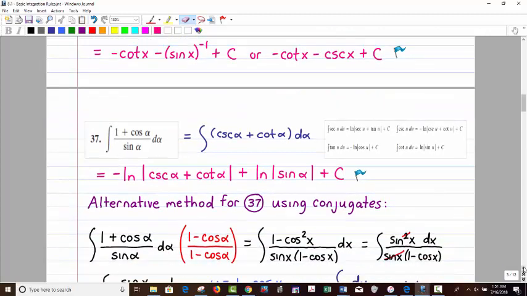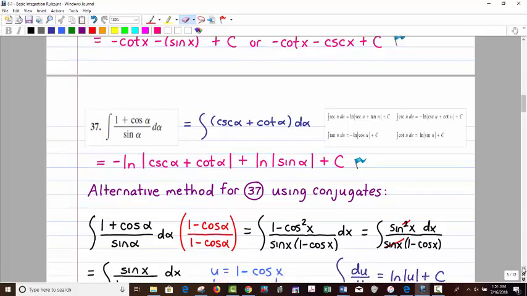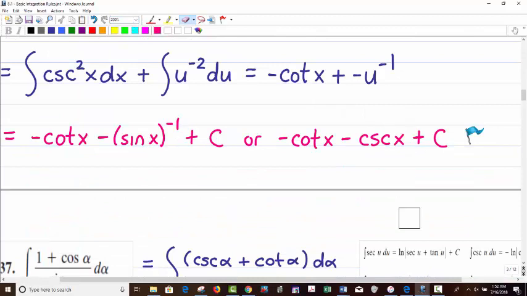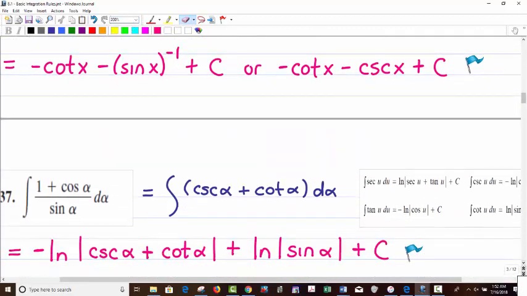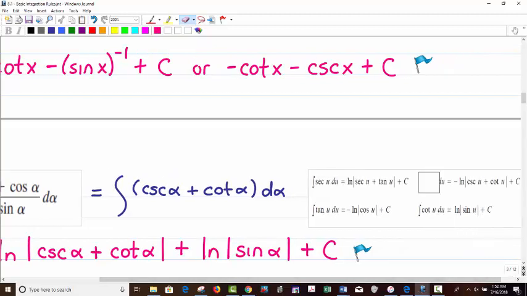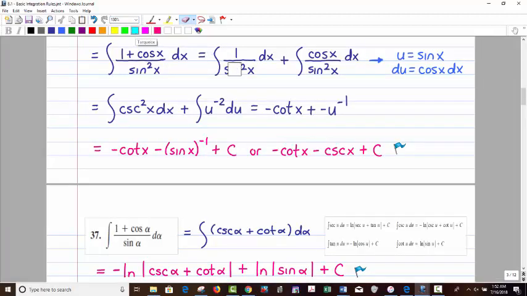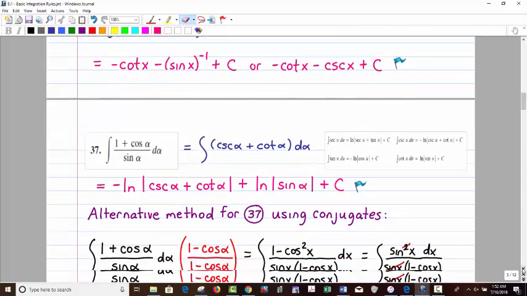Now here's a problem that I showed that can be done without conjugates, and actually this one was much easier to do without conjugates. If you split it up as two fractions, 1 over sine is cosecant, cosine over sine is cotangent, and those have integral forms already, as you can see right there. There's the antiderivative of cosecant, it's negative natural log of cosecant plus cotangent, and then the antiderivative of cotangent is natural log of sine. So that's basically the answer.